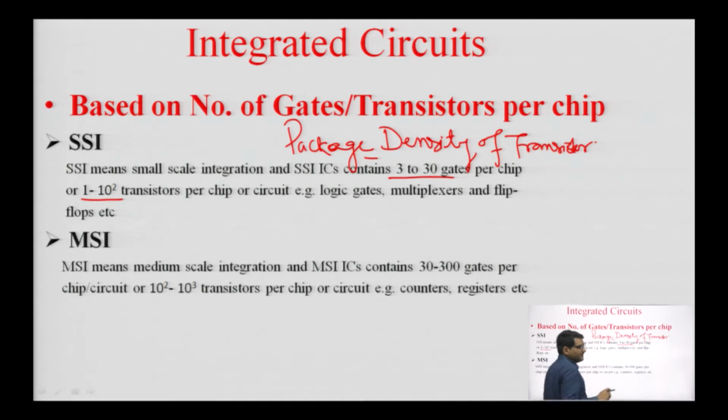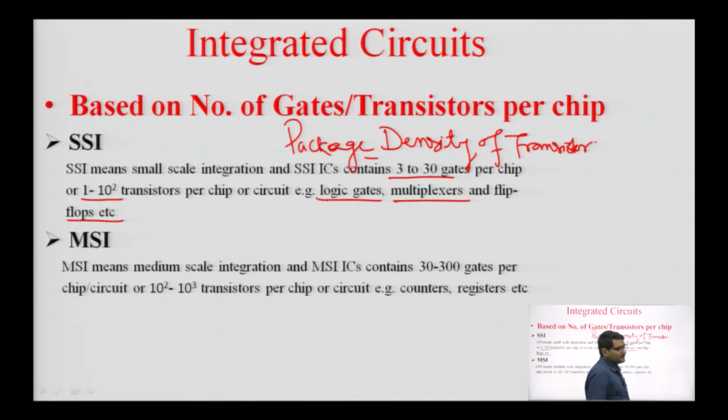Examples of SSI small scale integration are logic gates, multiplexer, flip flop. Okay. The basic digital electronic circuits: when we start a digital electronics course, first we study logic gates, and after that we learn about multiplexer, and after multiplexer we study flip flop. So these are the basic or initial stage of digital electronics. These gates, multiplexer and flip flop are examples of SSI.